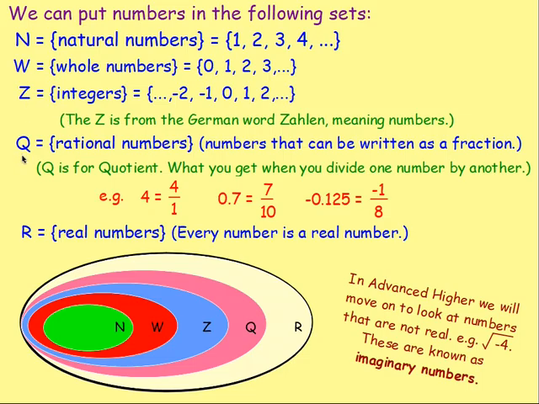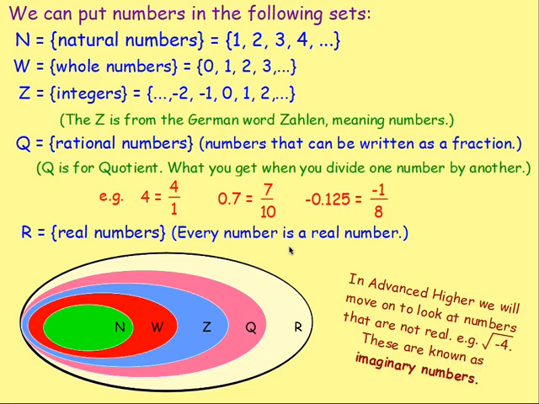Q is a rational number. Q is for quotient. It's what you get when you divide one number by another. So really, a rational number is a number that can be written as a fraction, such as 4. You can write that as 4 over 1, or 0.7, that's the same as 7 over 10. Or the negative 0.125, you can write that again as a fraction, so it's a rational number. And every other number is known as a real number.